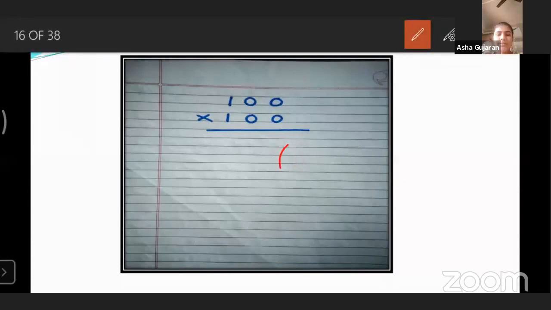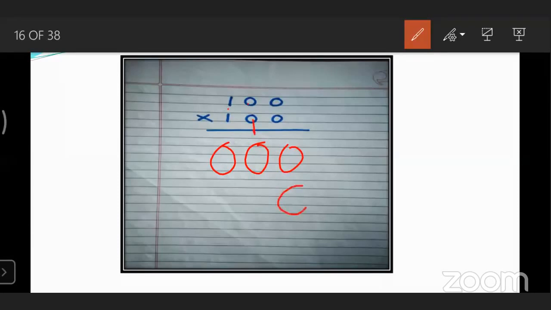0 multiplied by 0, 0. Right? 0 multiplied by 0, 0. 0 multiplied by 1 will be 0. Right? Now, next 0 it is, right? So, put a 0 here. 0 multiplied by 0, 0. 0 multiplied by 0, 0. 0 multiplied by 1 will be also 0. Right?